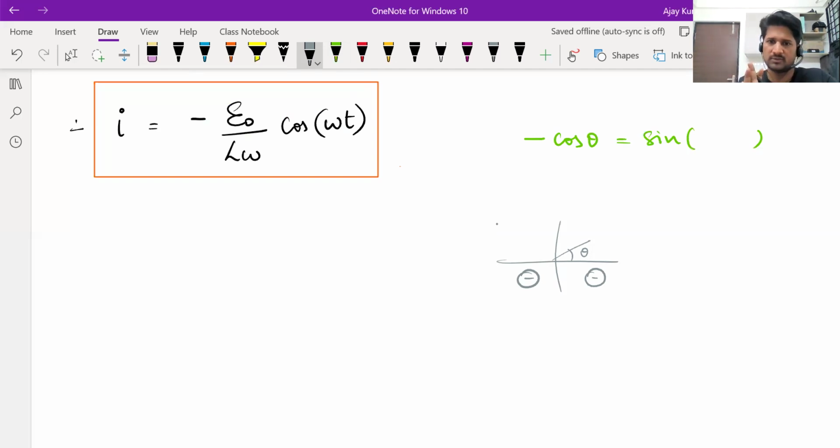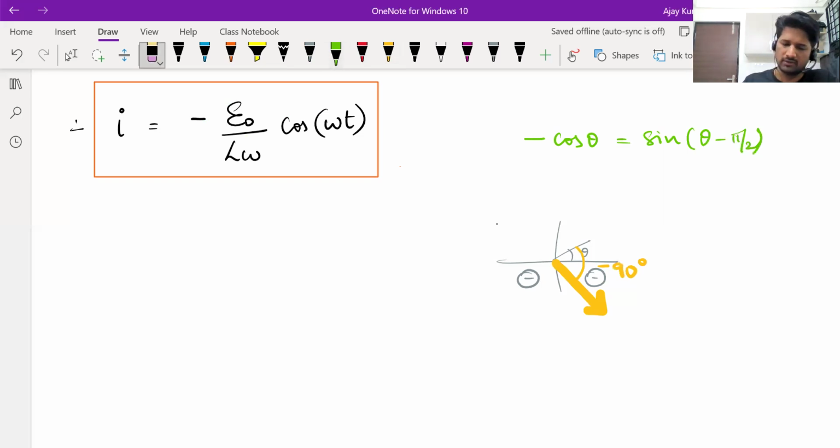But we want minus cos specifically, so we have to take the angle to the last quadrant. From theta, you subtract 90. The angle will fall in the fourth quadrant, so sine has to be negative and we'll get a minus sign. And because you are subtracting 90, sine changes to cos. So minus cos theta is sine of theta minus pi by 2.